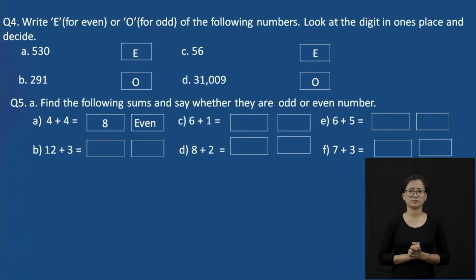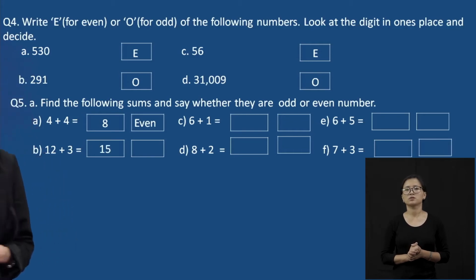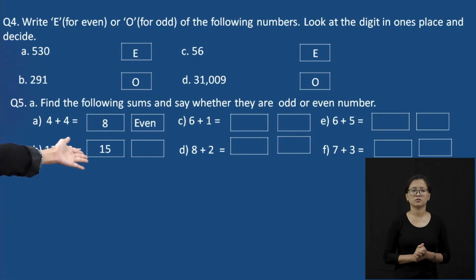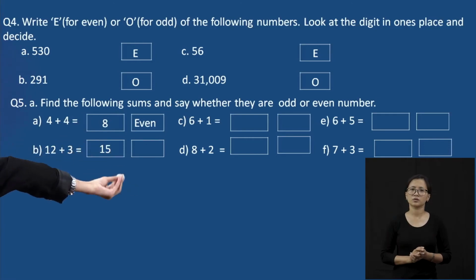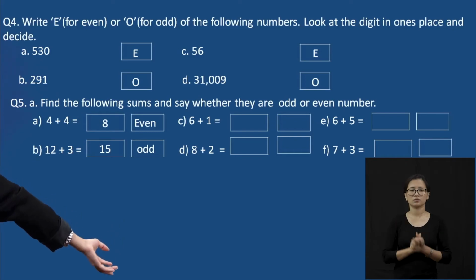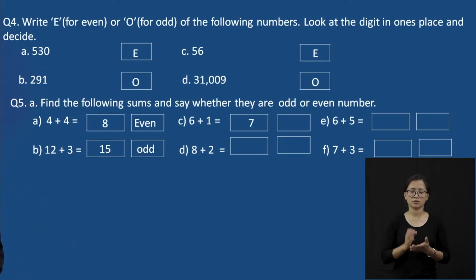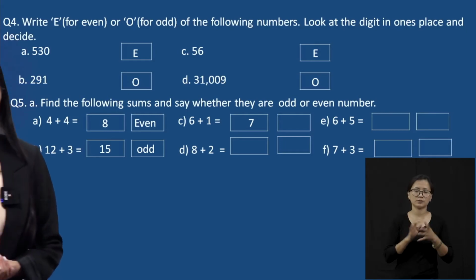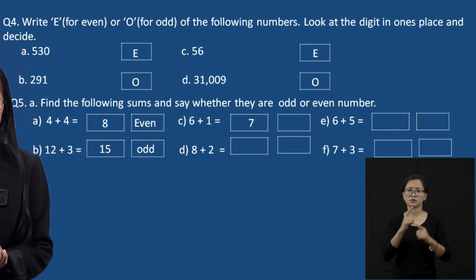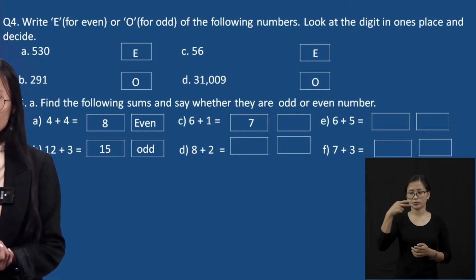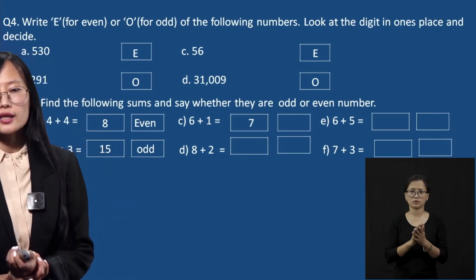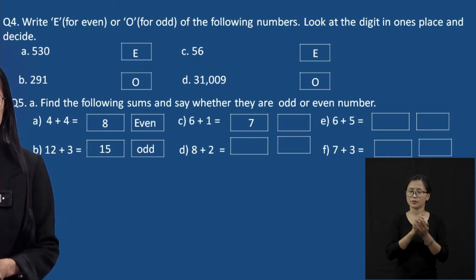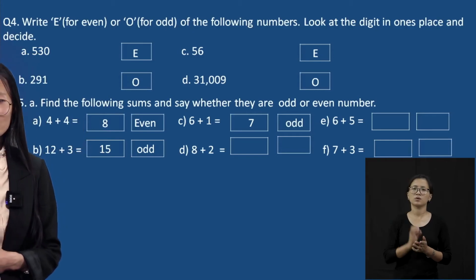Now 12 plus 3. 12 plus 3 is 15. So we write 15 first, and then in 15 the ones place is 5, which makes it odd, which is not divisible by 2. So we write odd. Next one we have 6 plus 1 is 7. So 7 is also not divisible by 2, because if we divide it, we get a remainder 1. So this is also an odd number.